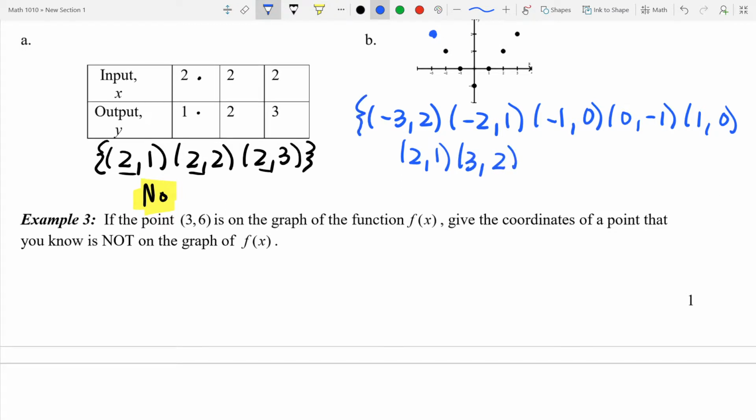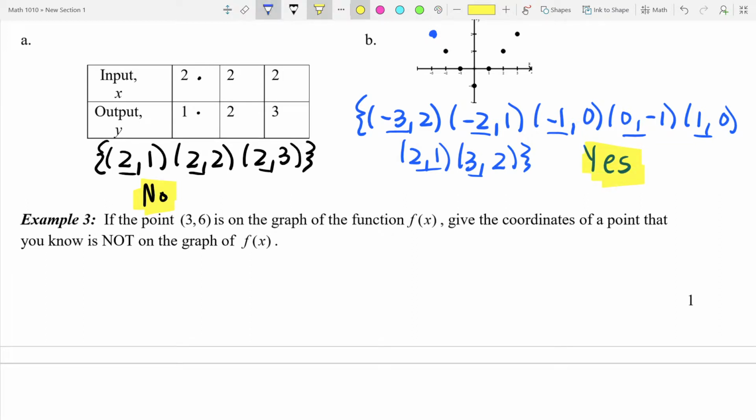Now I want you to put braces around it. They're asking us, is it a function? Everybody look at the x's: -3, -2, -1, 0, 1, 2, 3. Everybody in the room, yes or no? Yes, it is. You're done. They didn't ask to list domain and range. They're just asking yes or no.